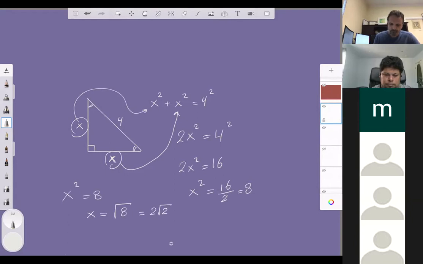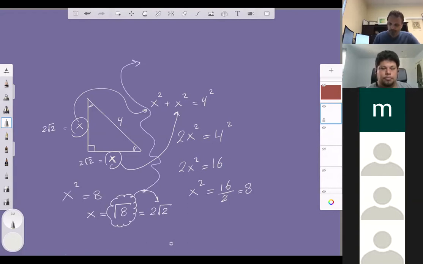So this is going to be 2 root 2, and this is going to be 2 root 2, all right? Why is radical 8 equal to 2 root 2? You can get this one. Radical 8 is same as radical 4 times 2, equal to radical 4 times radical 2 equal to 2 root 2, correct? Radical 4 is a perfect square, which is 2.